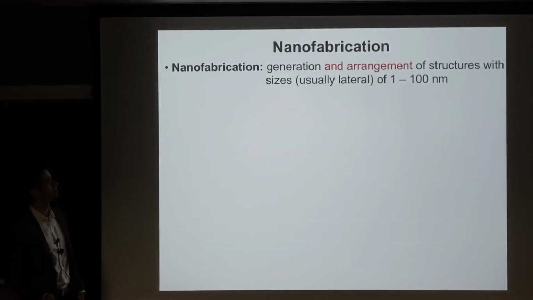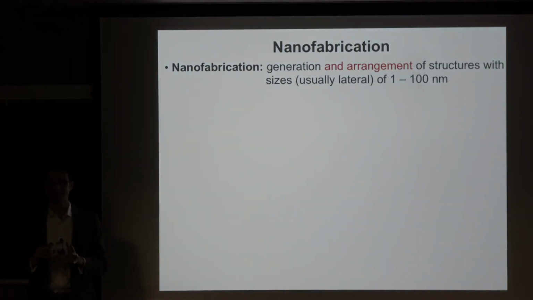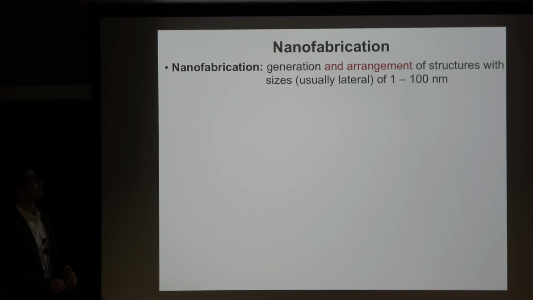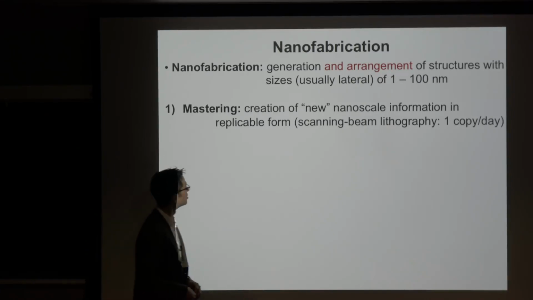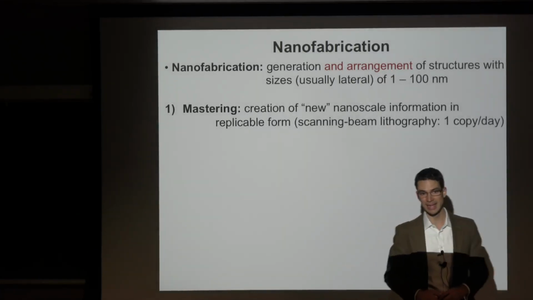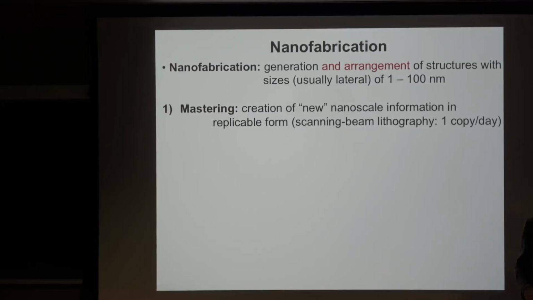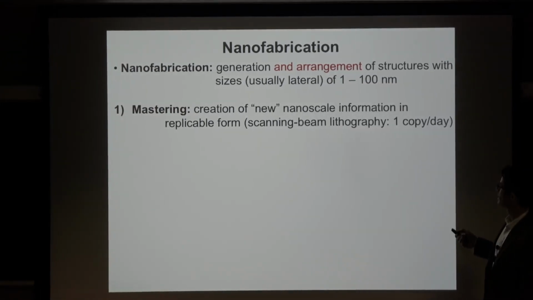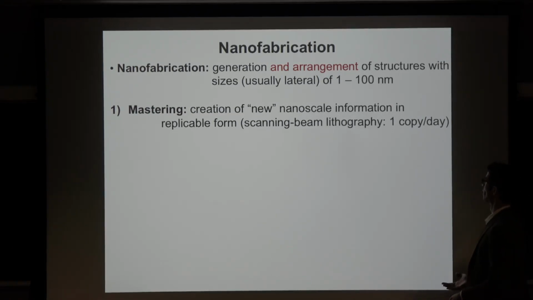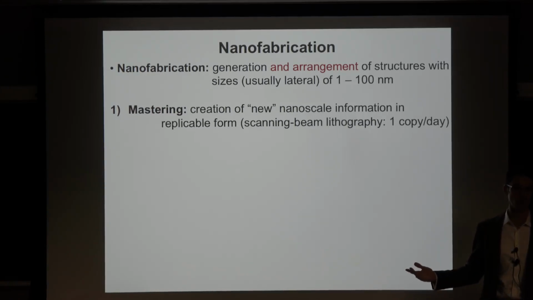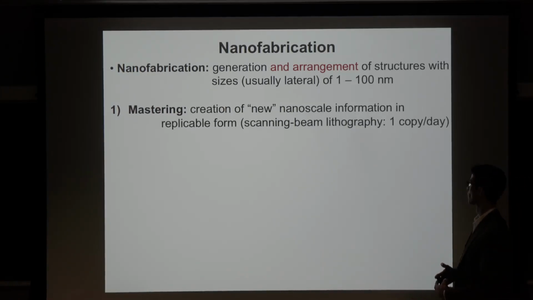Okay, so nanofabrication can be conveniently separated into two regimes, the mastering regime and the replication regime. So nanofabrication as a whole includes both the generation and arrangement of structures, usually in the lateral dimension of 1 to 100 nanometers. So mastering is the creation of new nanoscale information in a form from which it can be replicated. Typically in the semiconductor industry, this takes the form of electron beam lithography, or scanning beam lithography as a whole, where it could be a focused ion beam or an electron beam.